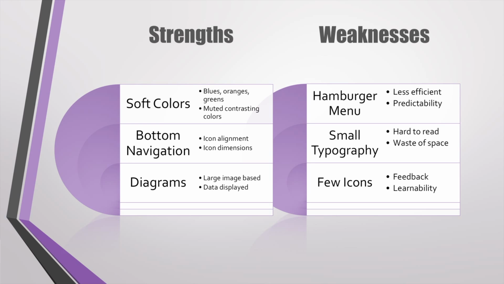The weaknesses I found were the use of hamburger menus. They're often frowned upon in design because of the less efficient way and predictability for users who may not be on mobile devices as much. And then the small typography is always a weakness because it's hard to read, especially when taking quick glances, and is also a big waste of space.